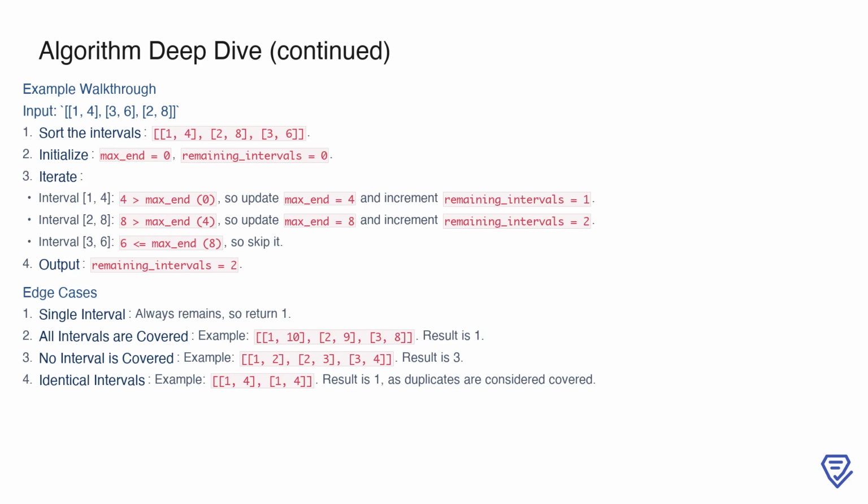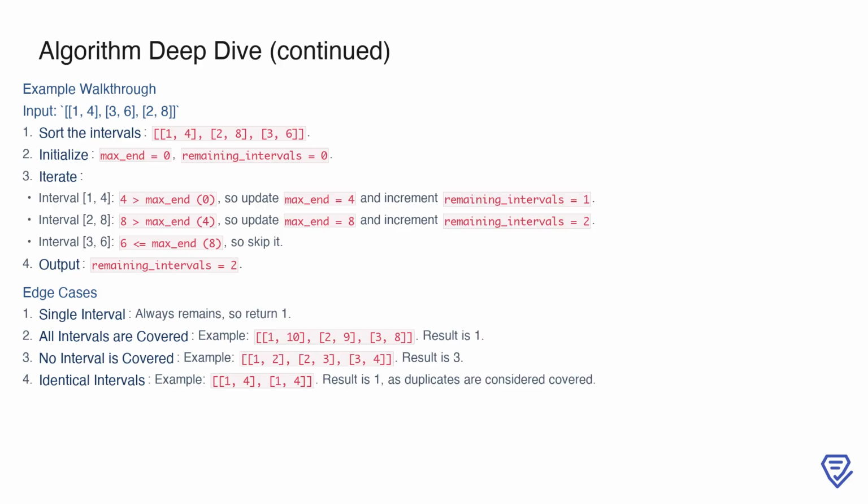Next, we initialize max_n to 0 and remaining_intervals to 0. Now we iterate through the intervals. For the first interval, [1, 4], its endpoint 4 is greater than max_n, so we update max_n to 4 and increment remaining_intervals to 1.